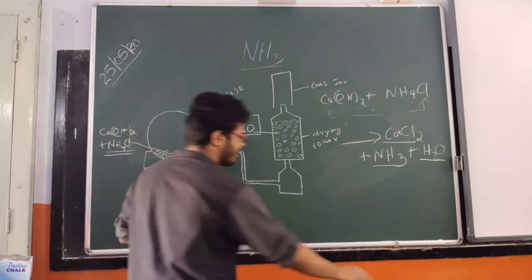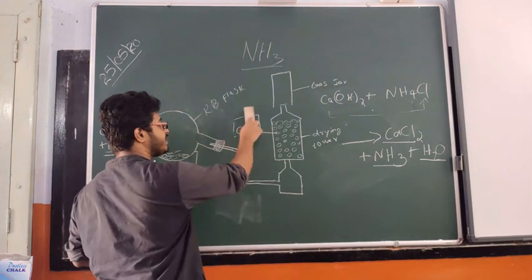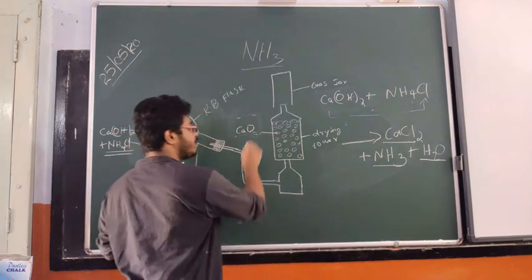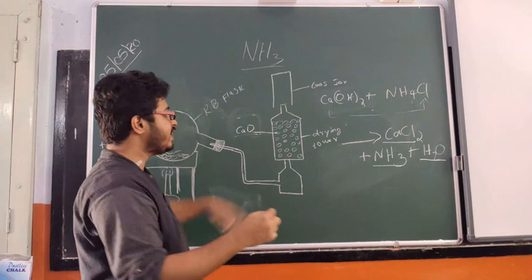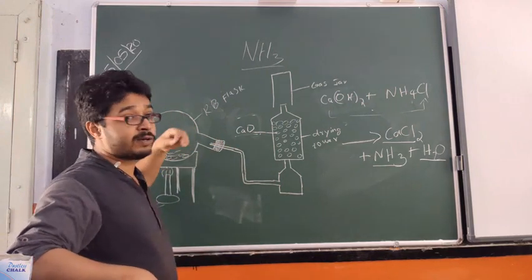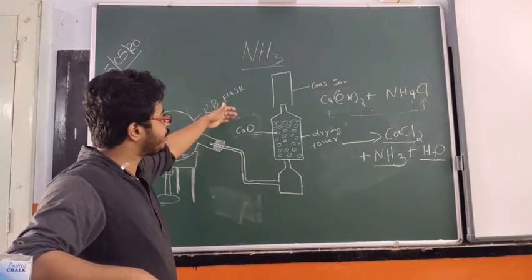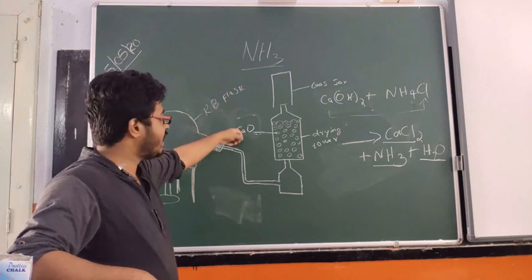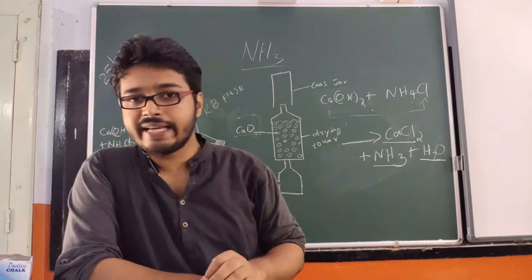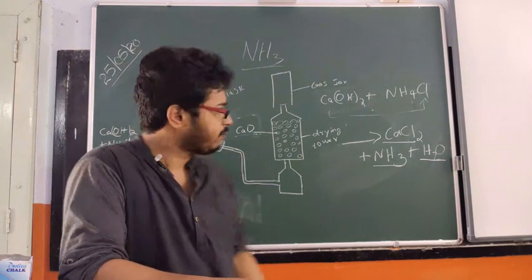So here we are using calcium oxide. The reason is that calcium oxide is a basic drying agent. We are supposed to use only a basic drying agent in the drying tower when we are preparing ammonia in the laboratory. Ammonia is a basic gas, so you are only supposed to use basic drying agents like calcium oxide. You are not supposed to use acidic drying agents like P2O5 and also concentrated sulfuric acid.